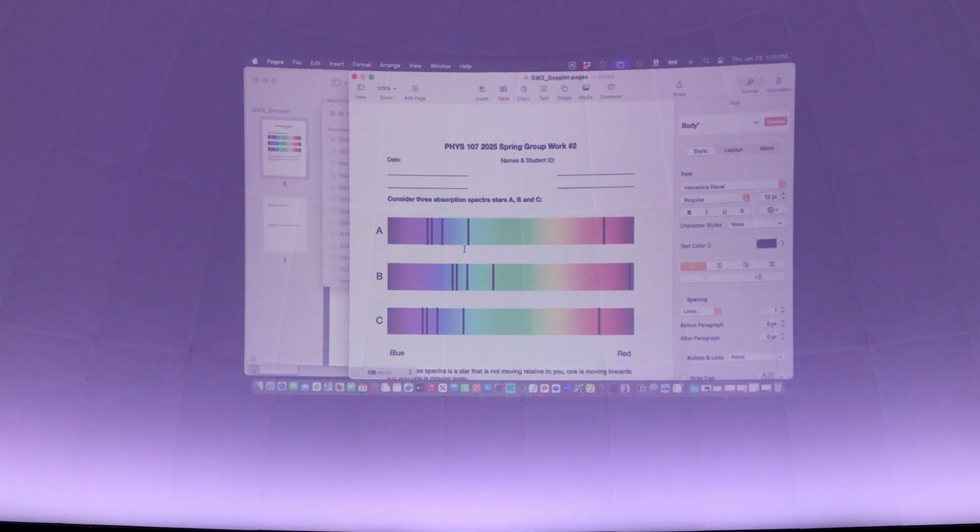So let's have a look at them, right? A and C almost look the same. If I look at my things, C is actually a little bit towards the blue, and A is a little towards the red. And then B is even redder than that. If one of them is blue shifted and one of them is red shifted, that leaves one in the middle. That's the rest ring.